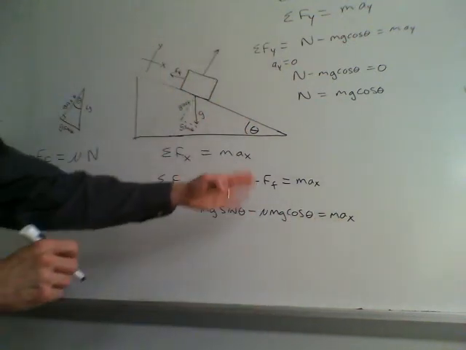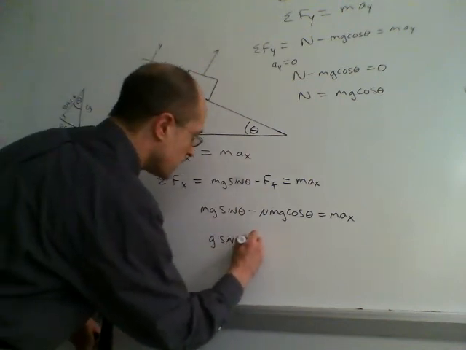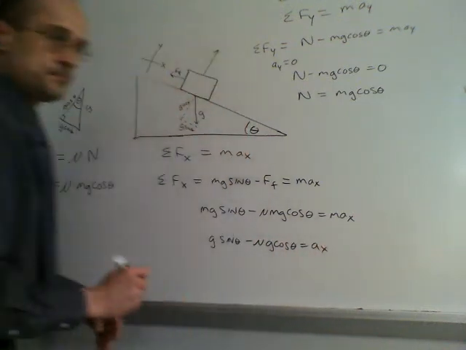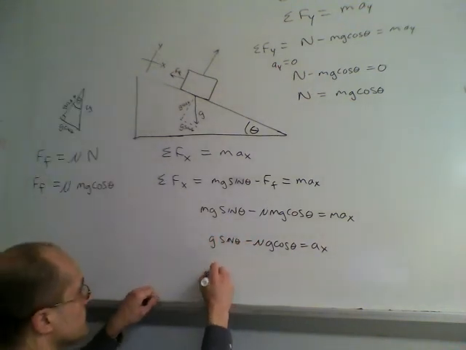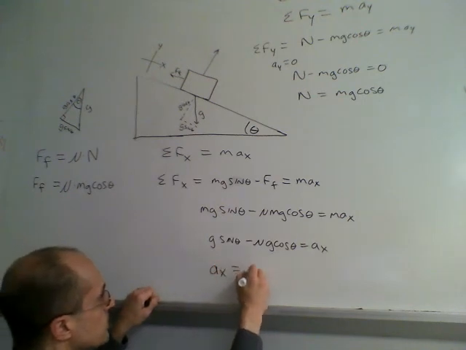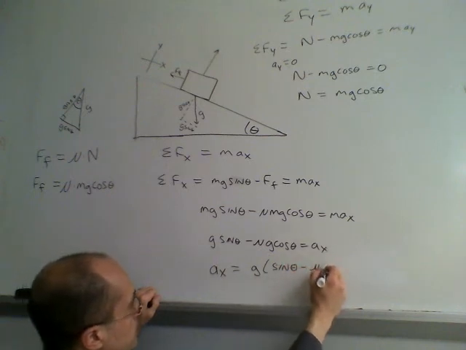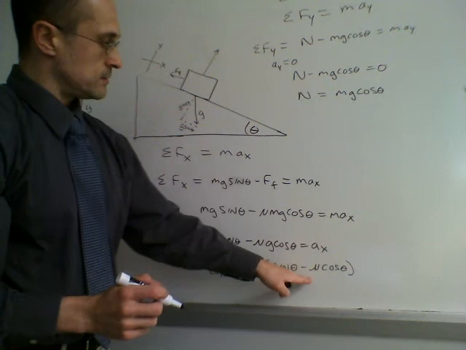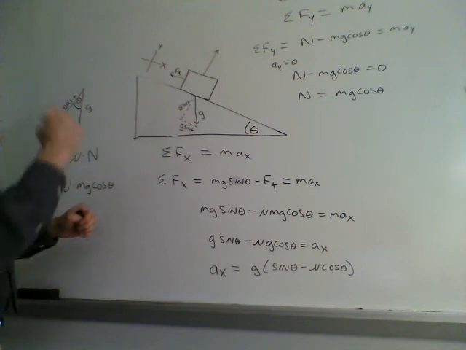And that has to equal max. The first thing we can do is divide out our m, and we see that g sine theta minus mu g cosine theta equals ax. We can also factor out a g, and what we see is that ax is equal to g times sine theta minus the coefficient of friction times cosine theta. So what we can really see is that if the sine of theta is larger than mu times cosine theta, then our block will have an acceleration down the plane.